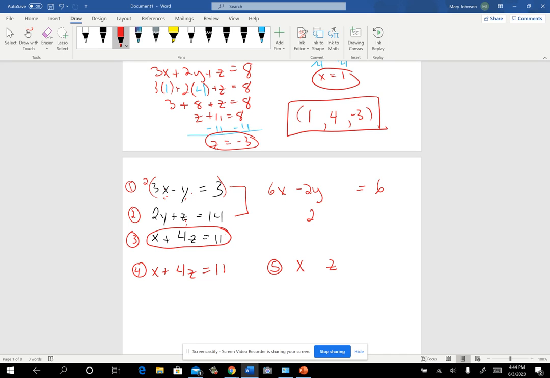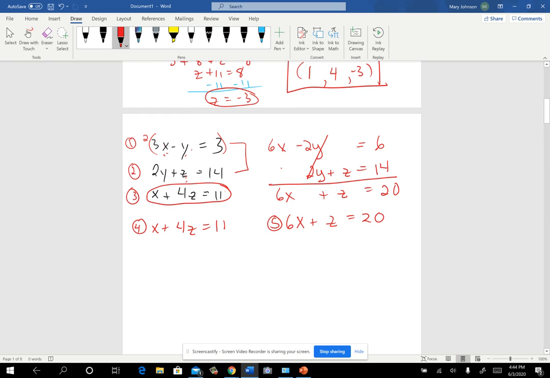Second equation has the y plus the z equaling 14, but has no x. So you might like to stretch it out a little bit so you can line up your like terms. Okay, so now we get here a 6x, the y's are gone, plus the z equaling 20. Okay, so that's our equation 5. So it's like half of the problem has been done for you, so you think it should be an easier problem, but because it's atypical, sometimes that throws people.